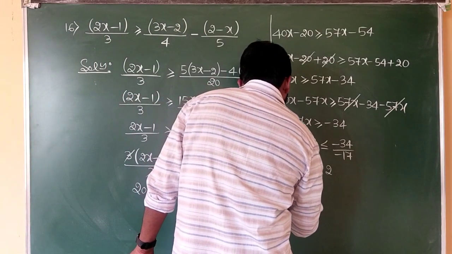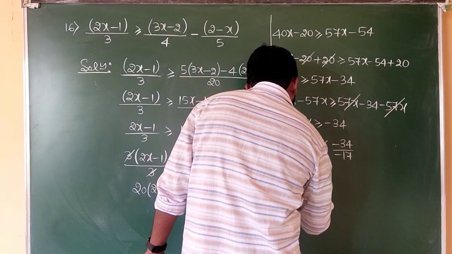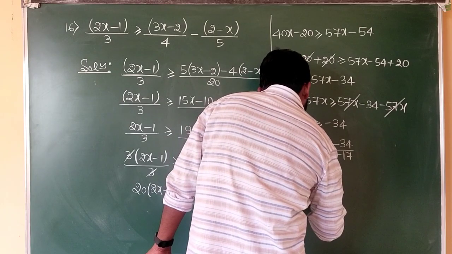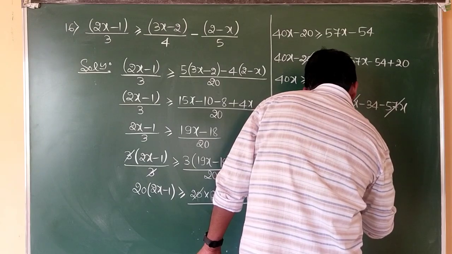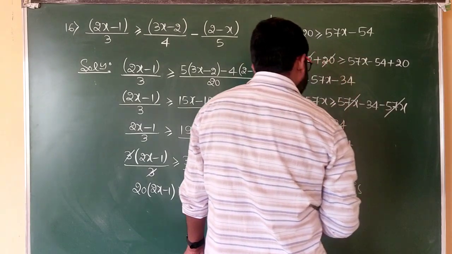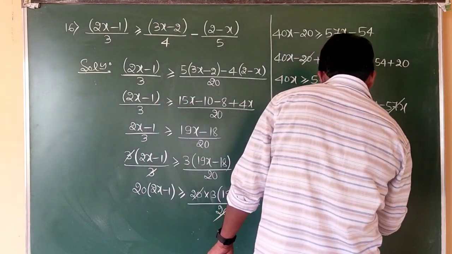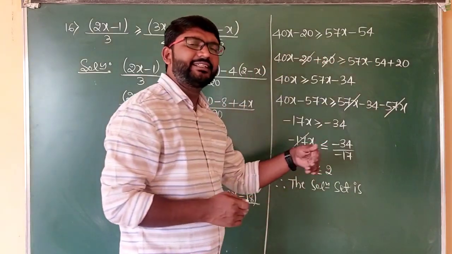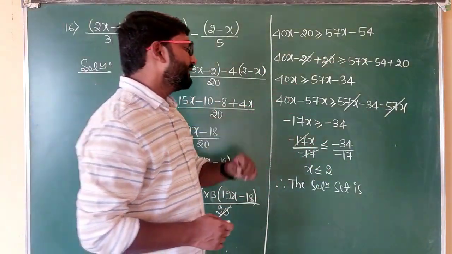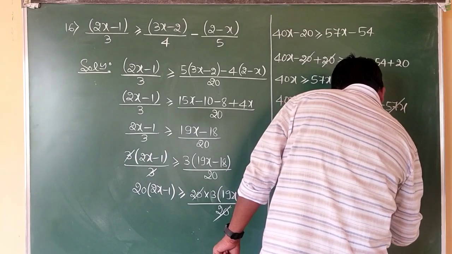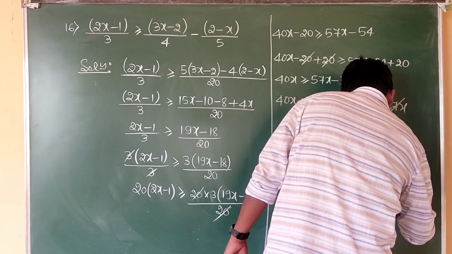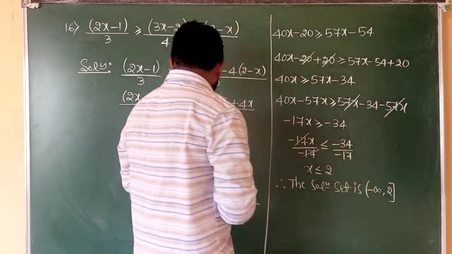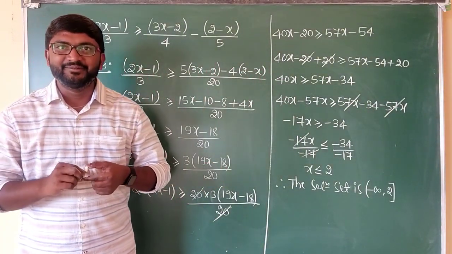Therefore, the solution set is x less than or equal to 2. That means x has to be 2 or less, that means all the negative numbers including 2. So, minus infinity comma 2. This is the required answer for question number 16.